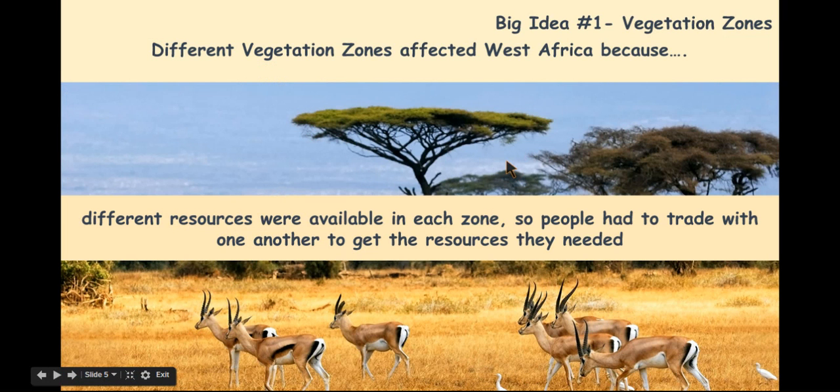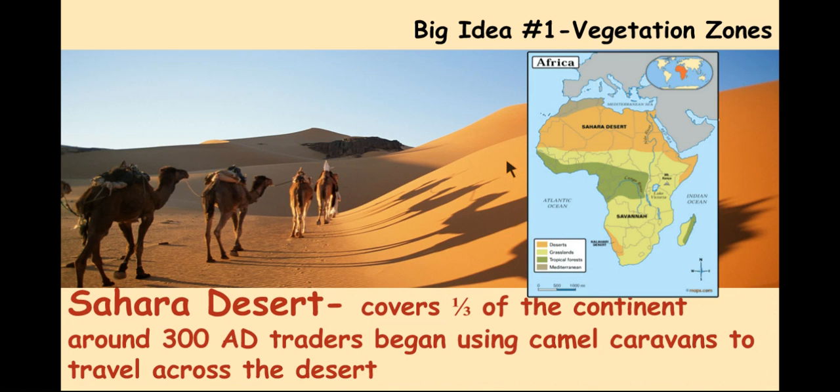Okay, so why are these vegetation zones so important? Well, different vegetation zones affected West Africa because different resources were available in each zone. So people had to trade with one another to get the resources that they needed. So let's take a look at the three vegetation zones.